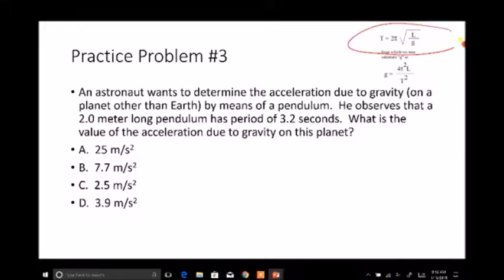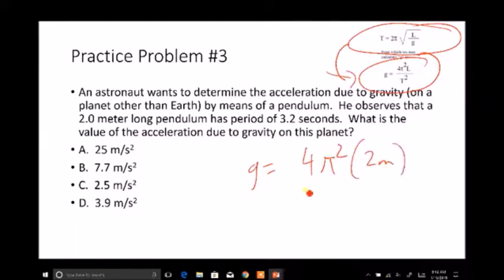Well, as you can see up here, here's the equation for the period of a pendulum. It involves both the length of the pendulum and the acceleration due to gravity. So if we take that equation and we solve it out for g, we end up with this. Again, this equation on the bottom is simply this equation rearranged for g. Then we plug in what we know. So g is going to be equal to 4 pi squared times L, the length of the pendulum, in this case 2 meters, over the period squared. So it's 3.2 seconds squared. If we do the math in this case, we end up with B, 7.7 meters per second squared.